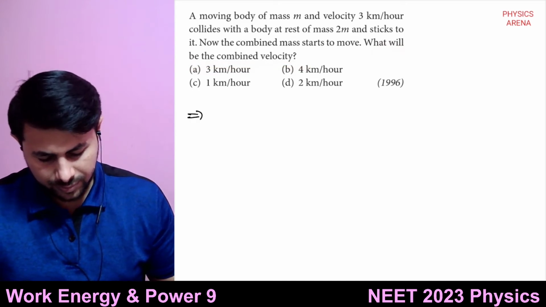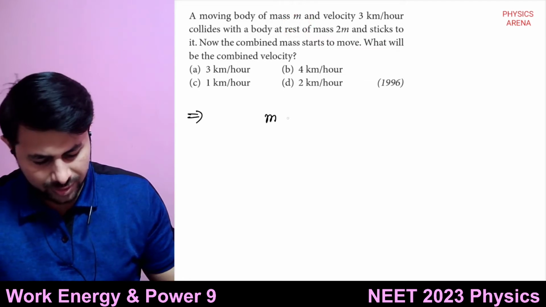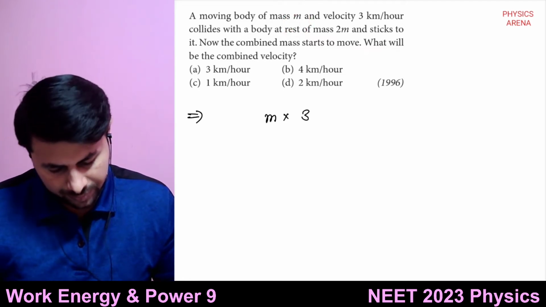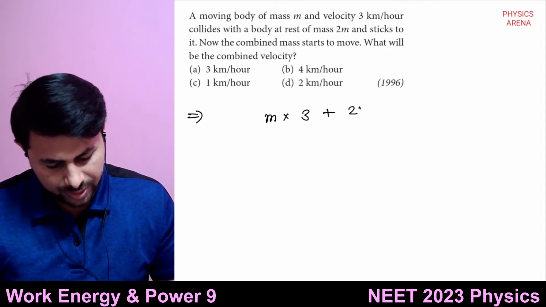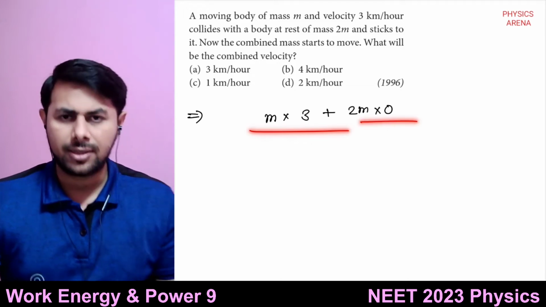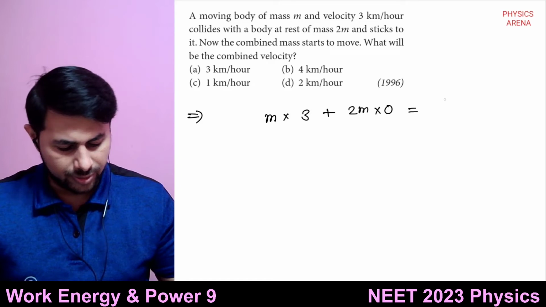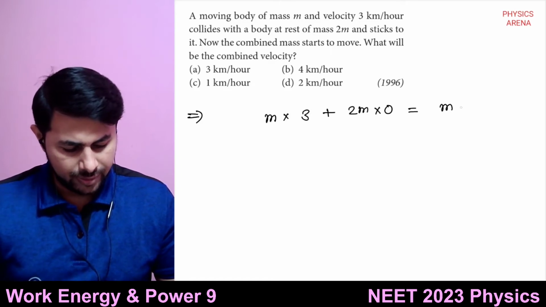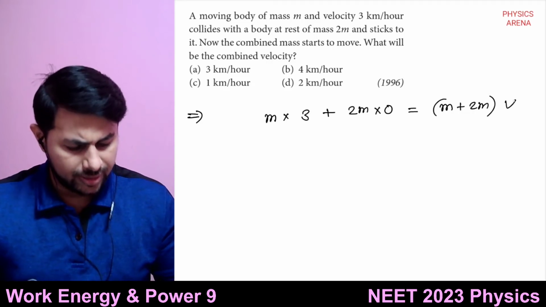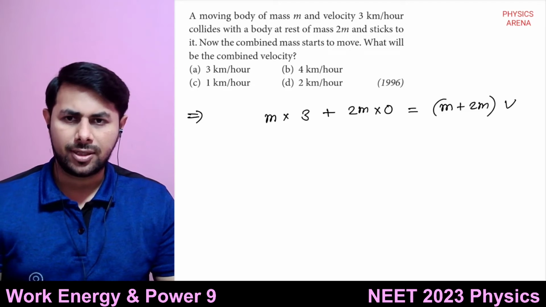Okay. So the first mass is m, velocity is 3 kilometers per hour. Plus second mass 2m, it's at rest. So this is total initial momentum. How much will be total final momentum? So m plus 2m, that is 3m, is the total mass, multiplied by some velocity. So total initial momentum equals total final momentum.